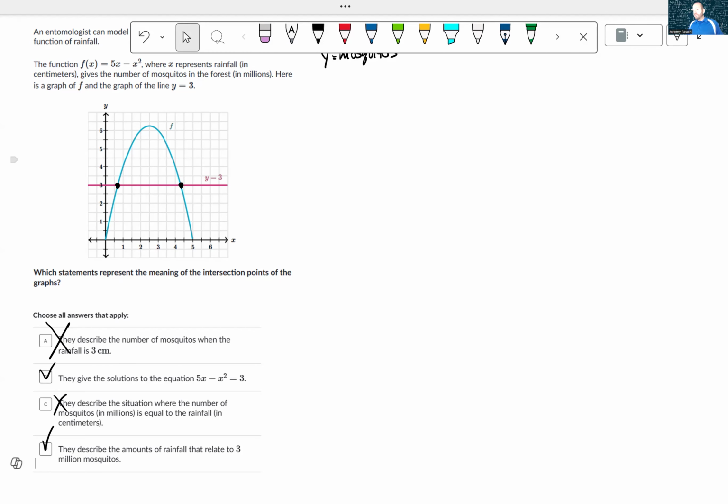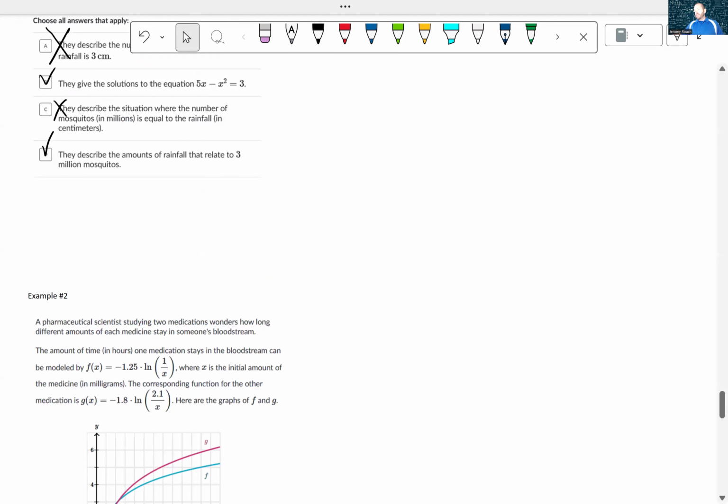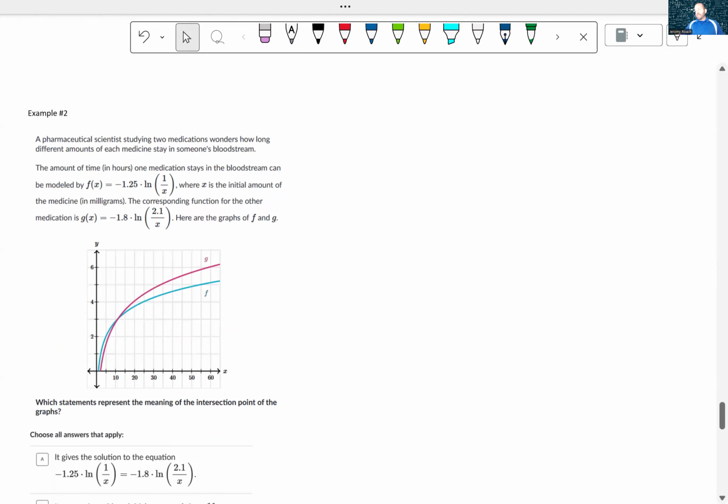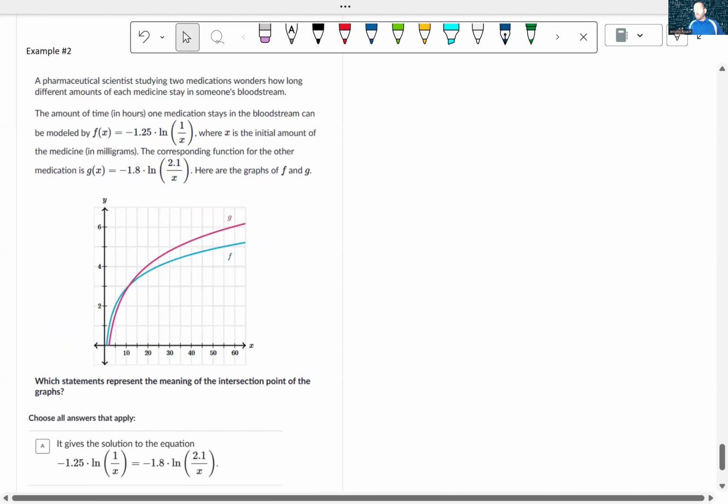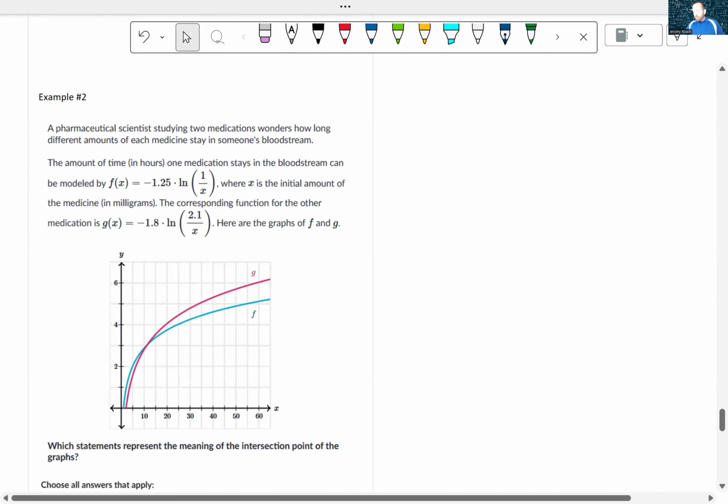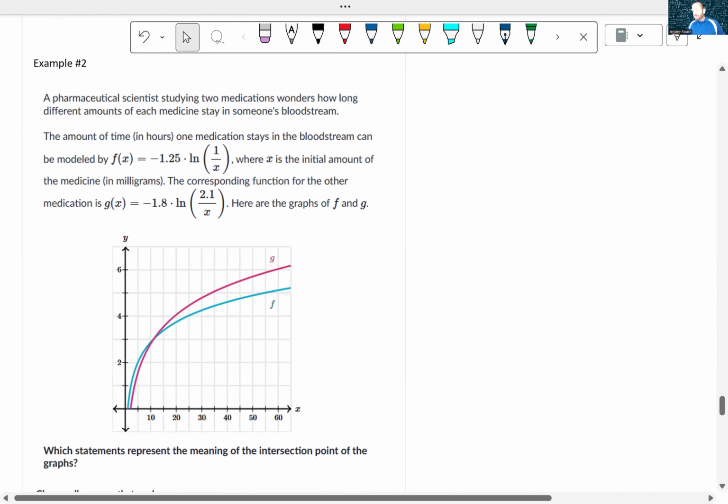Okay, let's look at another one with logs. I think sometimes students feel intimidated when they see logarithmic equations, but really the same rules are applying. It's just a different kind of equation. We use logarithms in medicine to show rates of decay. So when we take medicine, it slowly leaves our bloodstream, but it doesn't always leave at a steady pace. So sometimes we use logarithms to show that.